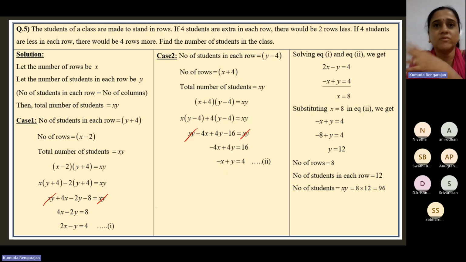How will that change? Just because you change the number of rows and columns, children cannot suddenly increase or decrease, right? The number of students will be XY. You are arranging them in different numbers of rows and columns. Like we saw, 24 students can be arranged 2 by 12, 3 by 8, 6 by 4. The total number of students will be 24.